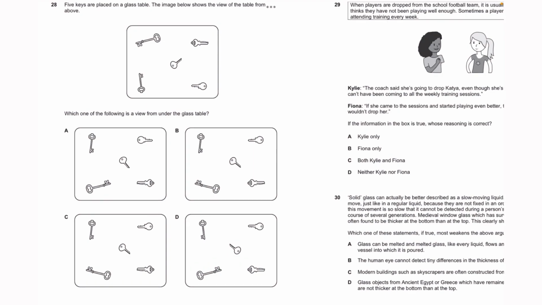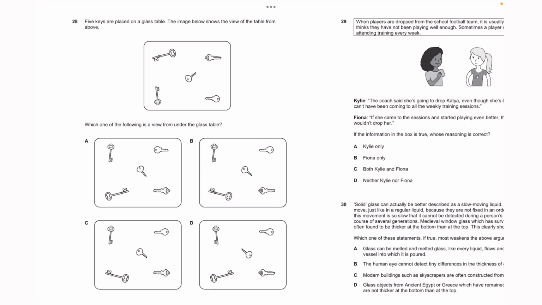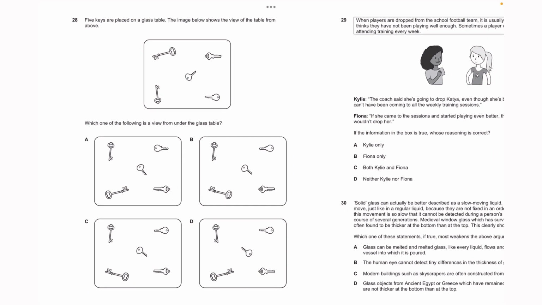Okay, so let's have a look at question 28. Question 28 says this. It says 5 keys are placed on a glass table. Now the image below shows the view of the table from above. Okay, so think of this as a top view, boys and girls. We're looking at it down, from above down. So I'm going to write top view here. Okay, now it says which one of the following is a view from under the glass table?